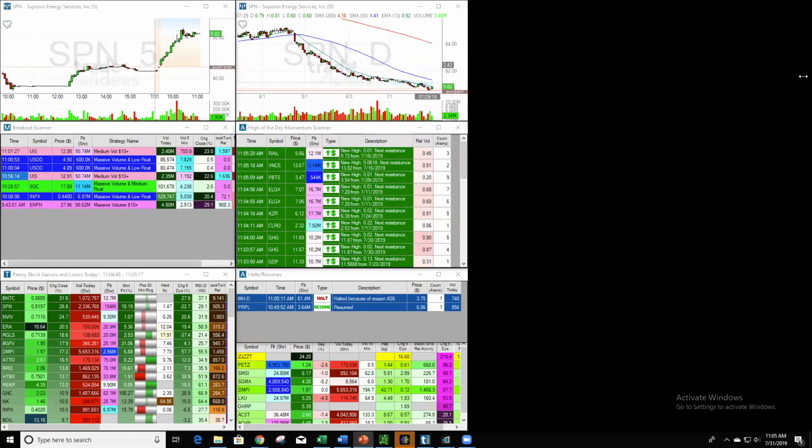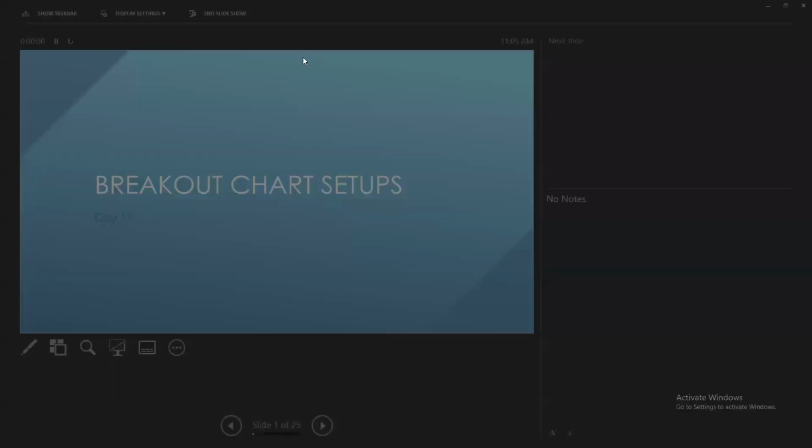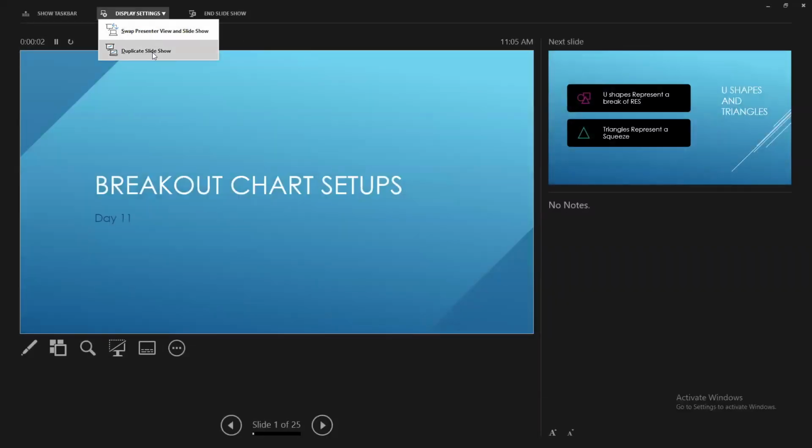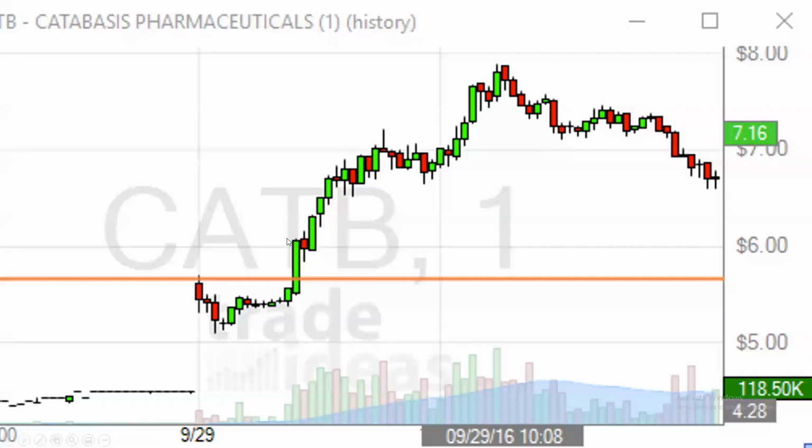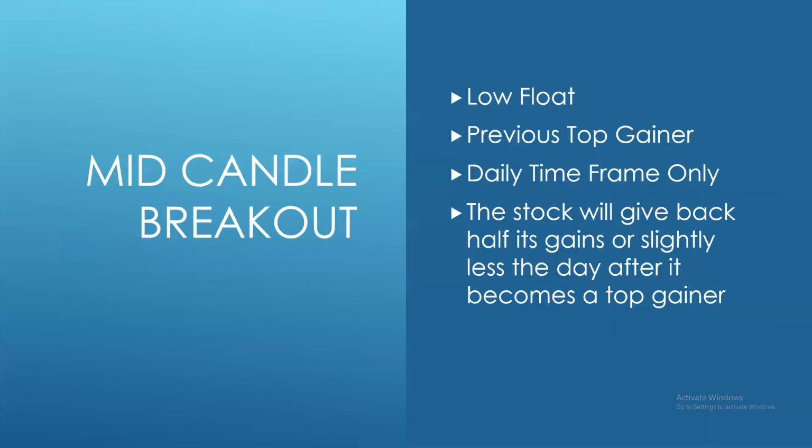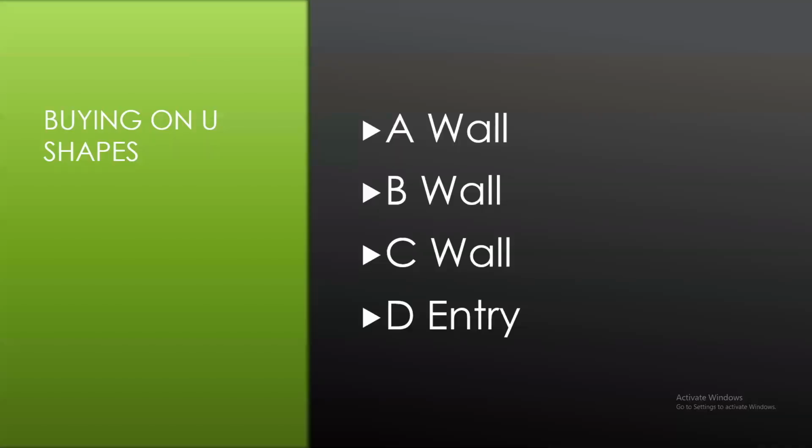So, diving back into our little boot camp lesson right here, going through all these. Again, we're buying on U-shapes. Do we want to buy on the A wall, the B wall, the C wall, or the D entry wall? Again, C to D is where we want to be.